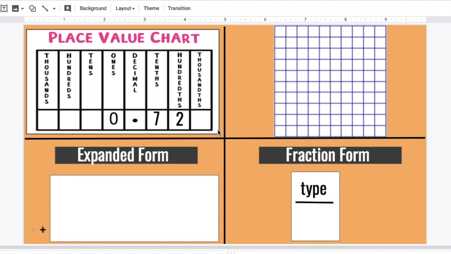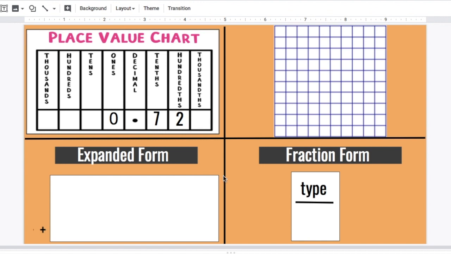Let's take a look at what you'll be doing independently. On your Google Slides slideshow, you will see a series of pages like this one. The page is divided into 4 sections: a place value chart, a unit square grid, a section labeled fraction form, and a section labeled expanded form. One of these sections will be filled in. It will be your job to fill in the rest.